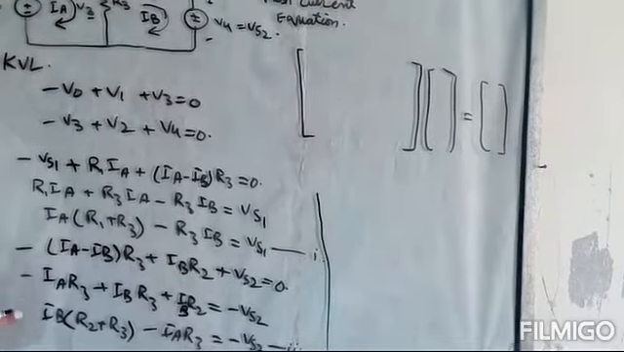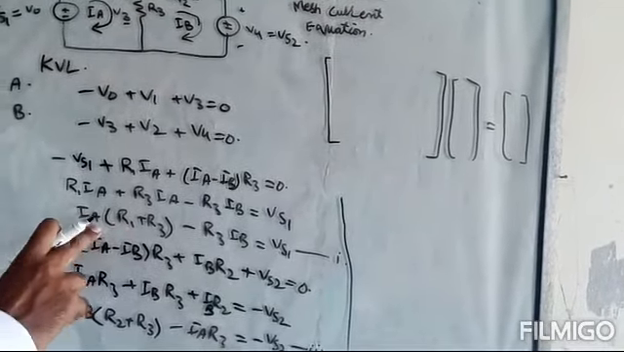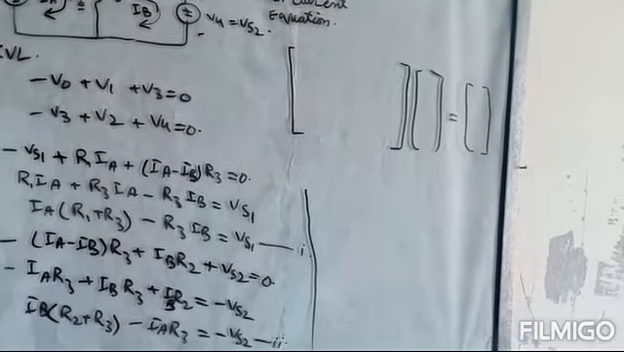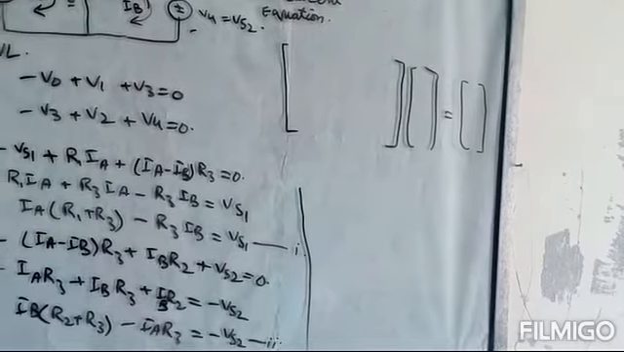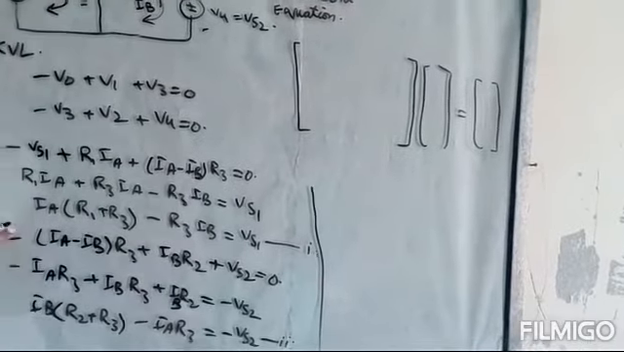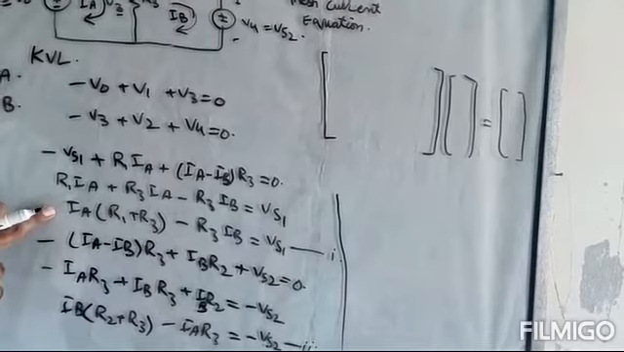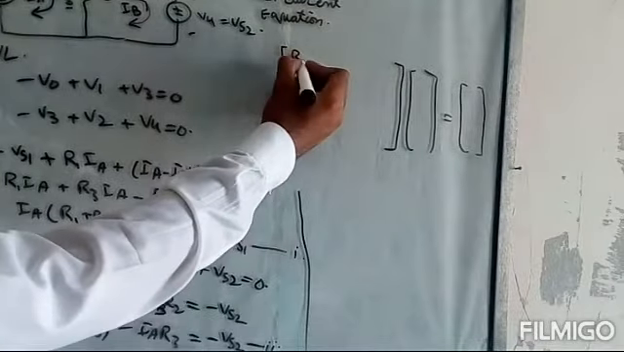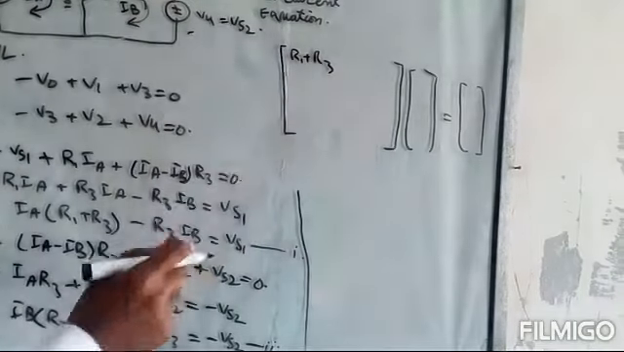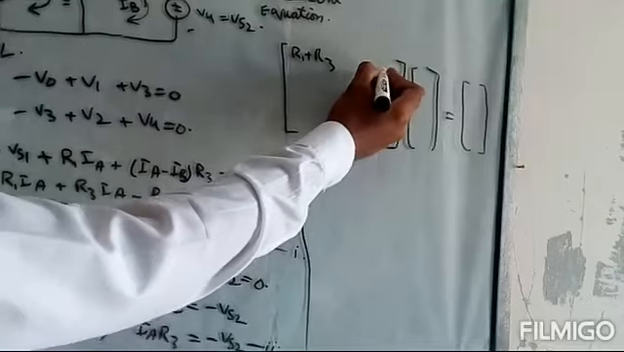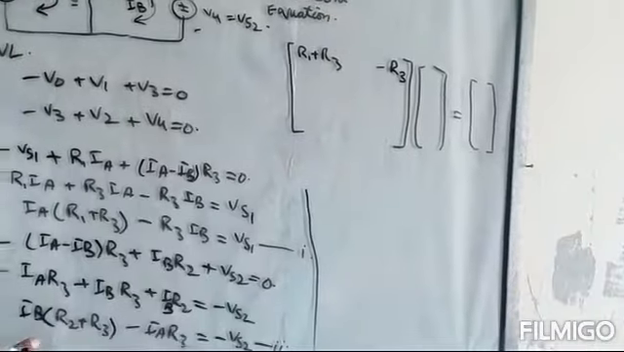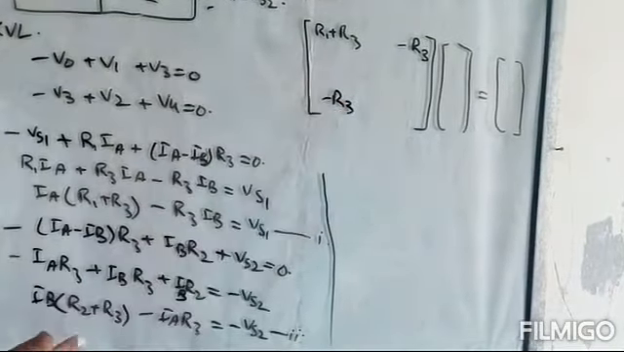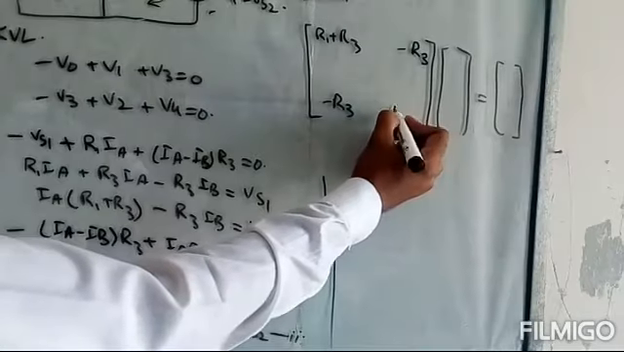In these two equations, we have separated the coefficients of the mesh currents IA and IB. We can write them in the matrix form as we have written in node voltage analysis. Similarly, we will do the same steps in mesh current analysis. So the coefficient of IA is R1 plus R3. Coefficient of IB is minus R3. In this equation, coefficient of IA is minus R3, and coefficient of IB is R2 plus R3.